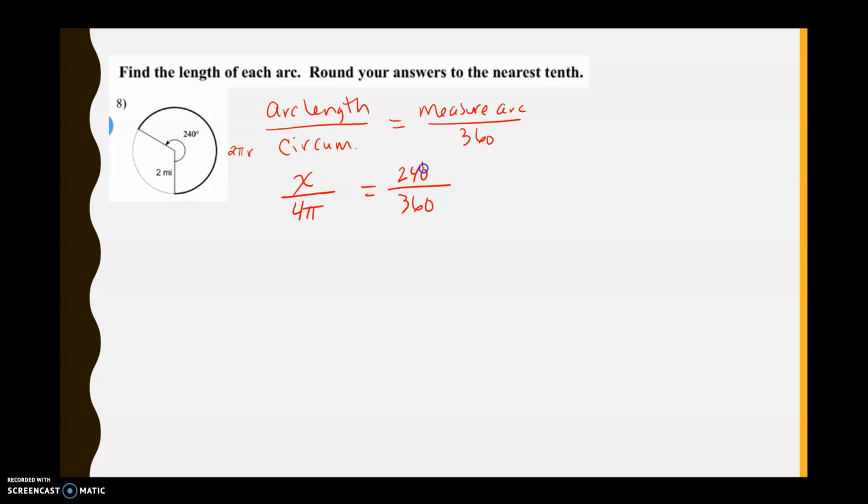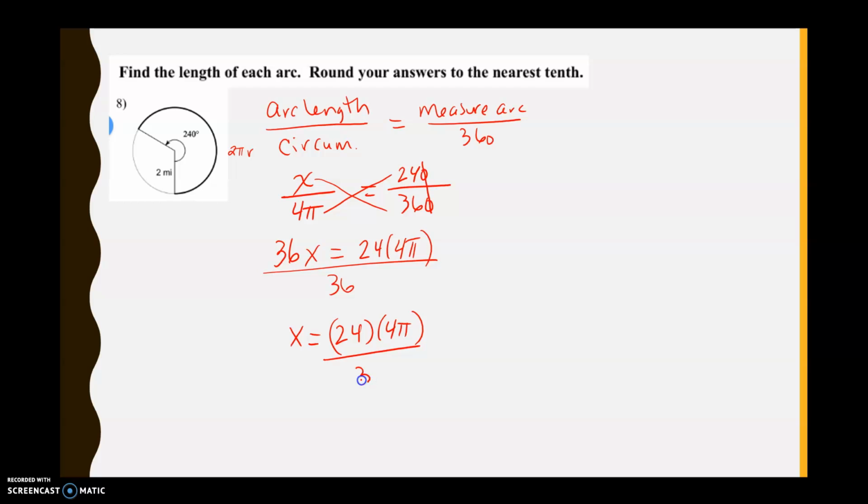So from here, I can just cancel the zeros, and then I'm going to cross multiply. So I'm going to get 36x is equal to, crossing this way, 24 times 4 pi. And then to get x by itself, divide both sides by 36. So I get x is equal to 24 times 4 pi divided by 36. And when you plug that into your calculator, you get x to be approximately 8.4.